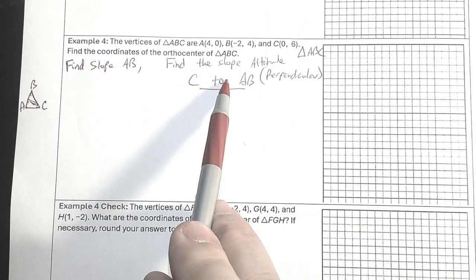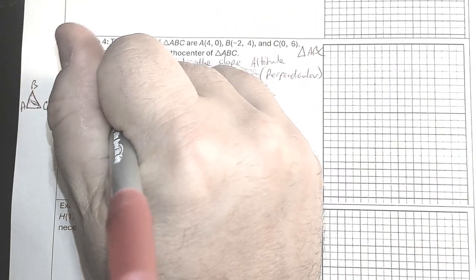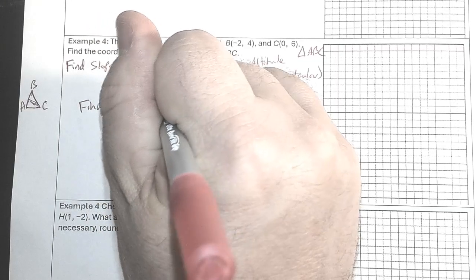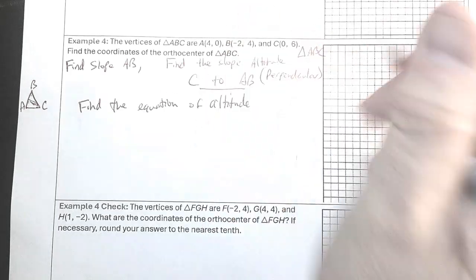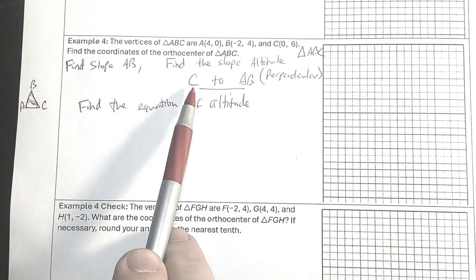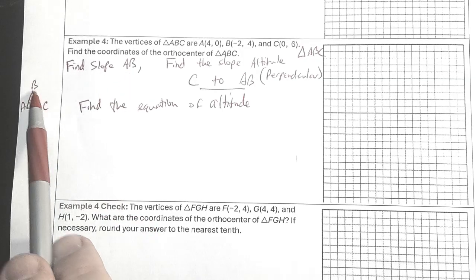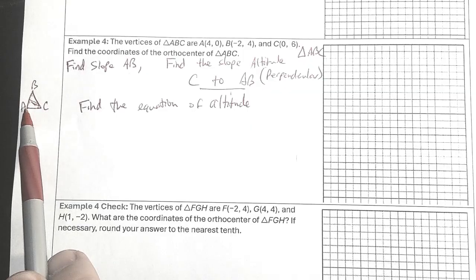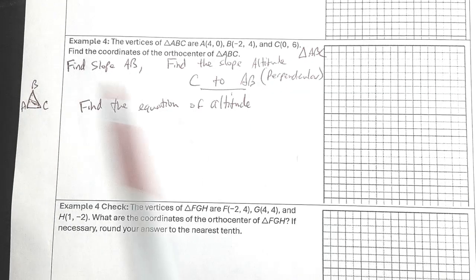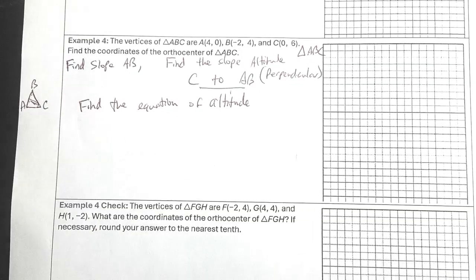So we find this, plug it in to find the equation of the altitude. So we're going to do AB, then it's C to AB, and then we're going to find the slope for BC, and then it's the altitude A to BC. Then we'll just bear with me. So let's find this slope first.